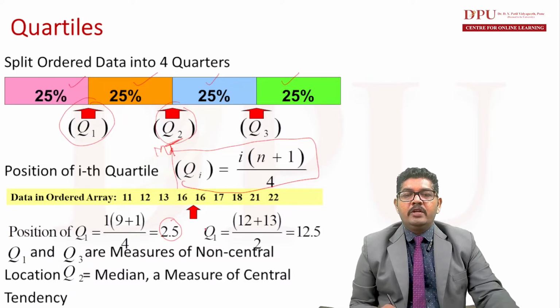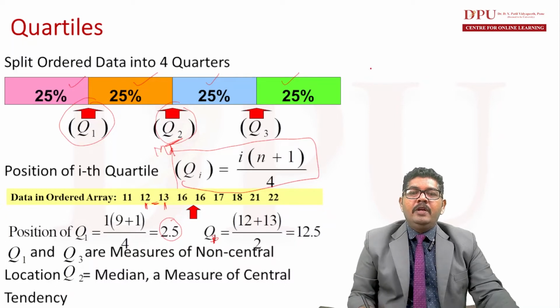Now let us calculate the value. Q1 is the 2.5th observation. So this is the second observation, this is the third observation, and Q1 will be the average of these two values. So 12 plus 13 divided by 2. So 12 plus 13 divided by 2 is 12.5.